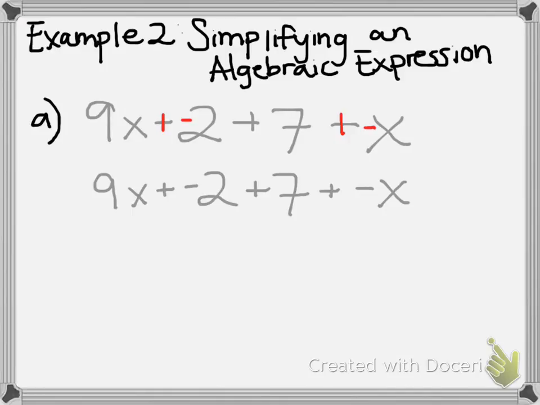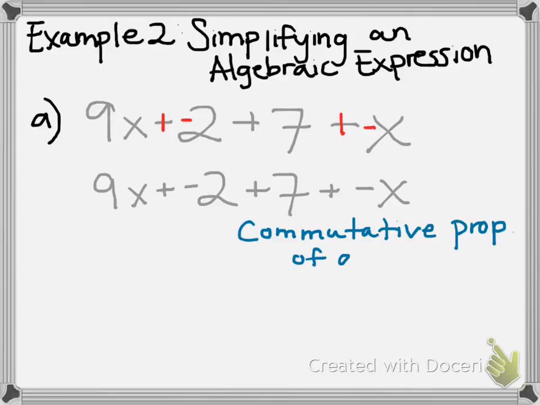So I'm going to go ahead and use commutative property. I'm going to write that in blue so you can remember. I'm using commutative. Please write this as well. Prop. I'm going to go ahead and abbreviate this. Of addition. And that tells me that I can move any term wherever I want so that it makes it easier.